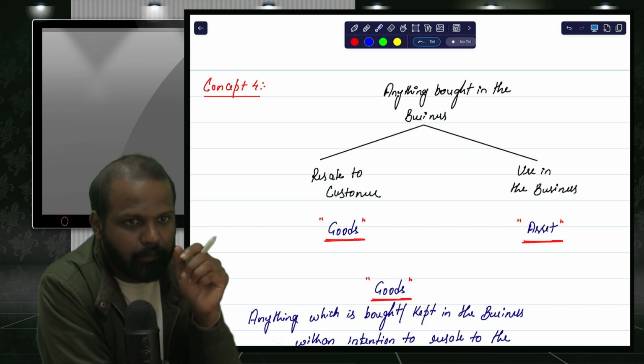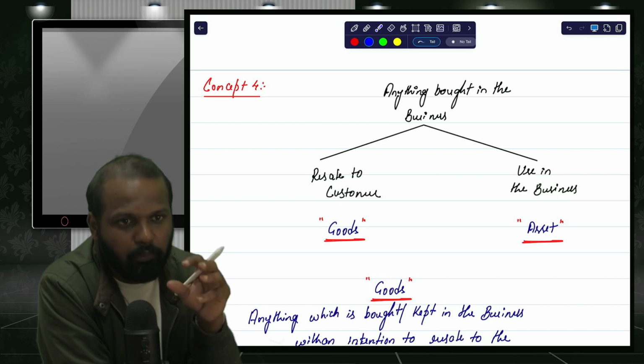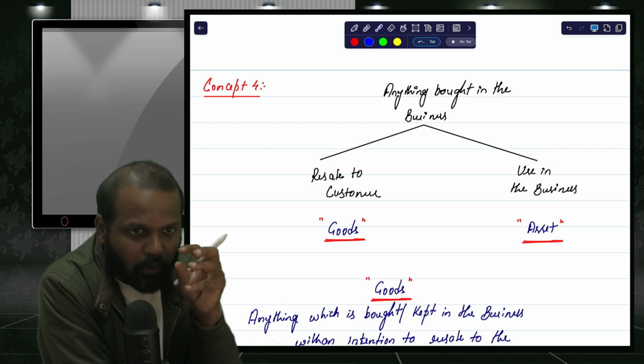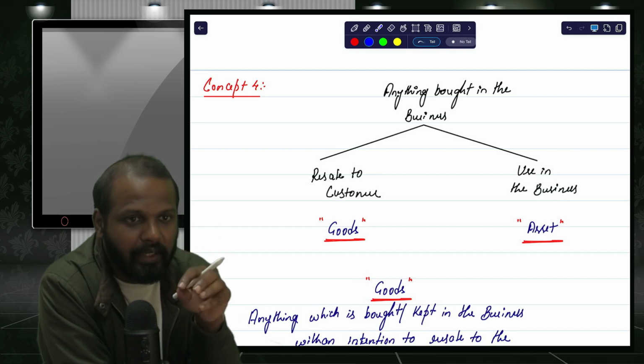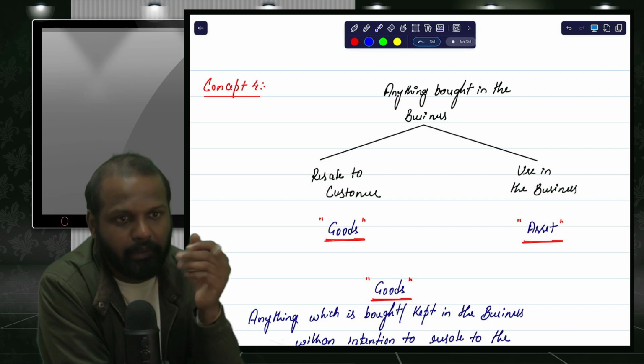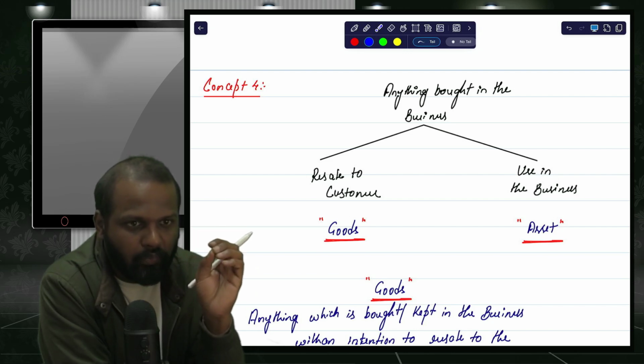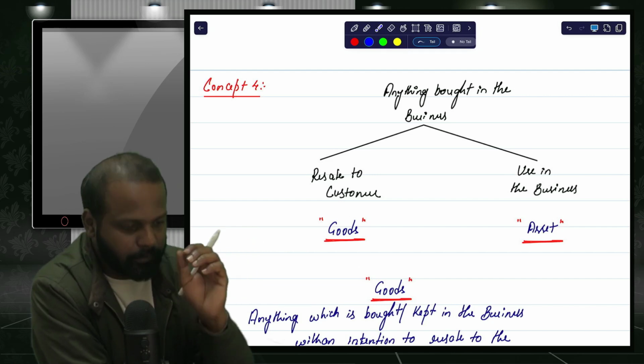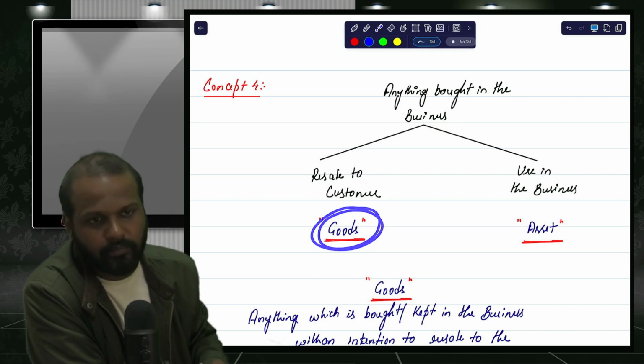Let us take an example. You have a stationery shop. You purchase some pen, pencil, marker, duster, notebook, textbooks, calculator, ink bottle. All these things you have purchased with an intention to sell to the customer, to make resale to the customer. So anything bought with an intention to resell to the customer is going to be called goods.